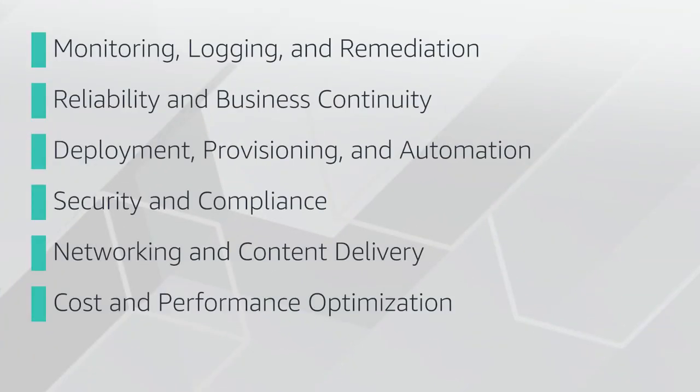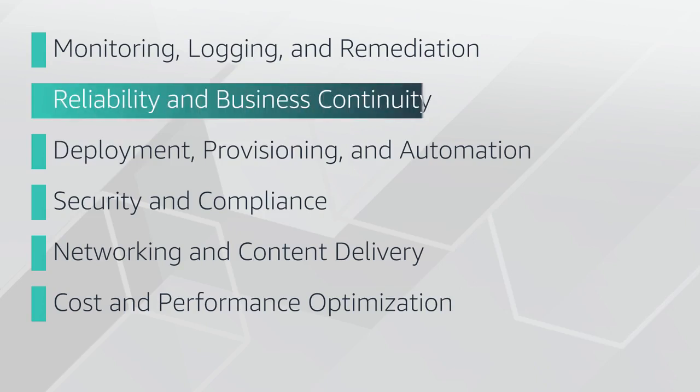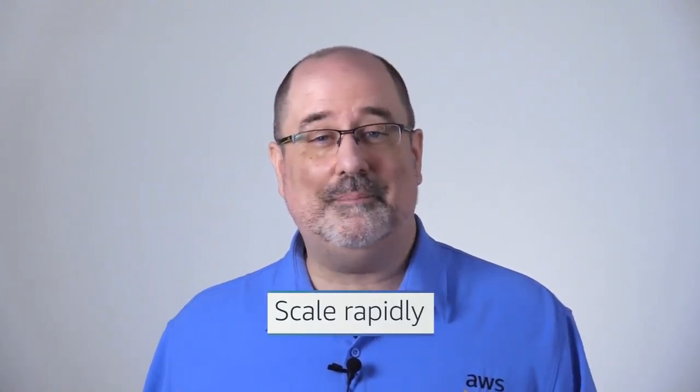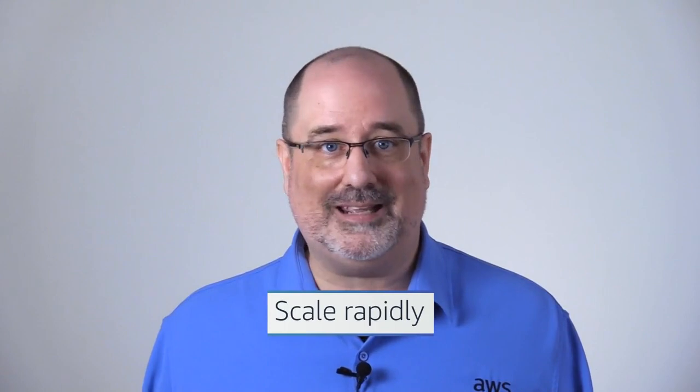Welcome back. There are 6 domains, each with a different focus, that together make up the AWS Certified SysOps Administrator exam. Let's look at the Reliability and Business Continuity domain, which accounts for 16% of the total score. Reliability and business continuity is all about implementing patterns on AWS that can scale rapidly in and out automatically.